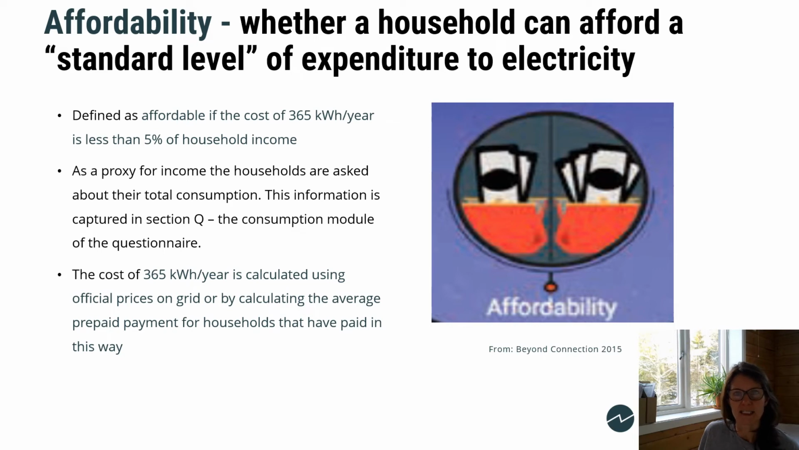Electricity is defined as affordable if the cost of 365 kilowatt hours per year is less than 5% of household income. Household income per year is defined in the consumption module. There are two alternatives for calculating the cost of 365 kilowatt hours per year. The cost may be calculated from national prices on low-level grid electricity or by calculating the average payment for prepaid electricity among the households in the survey that made such payment.